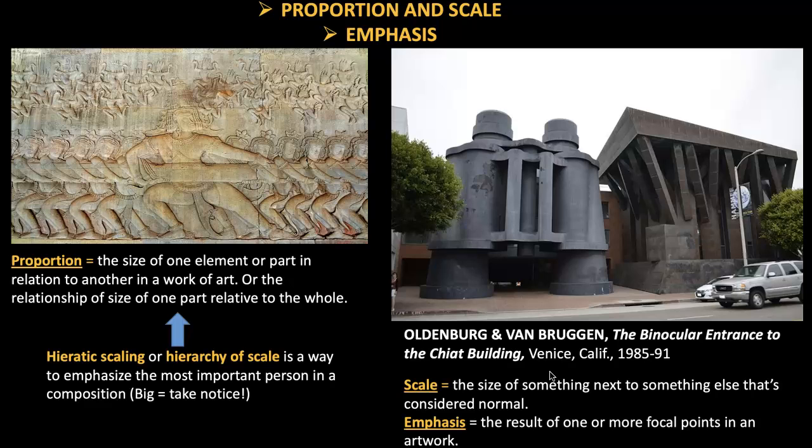Emphasis is the result of one or more focal points in an artwork. So in this case, the idea is to have the binoculars be the focal point of the artwork. Or, turning to the other one on the left, you can use hierarchy of scale to create emphasis in a work of art as well.